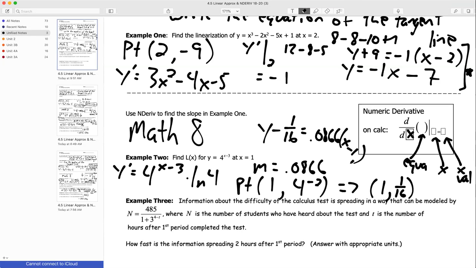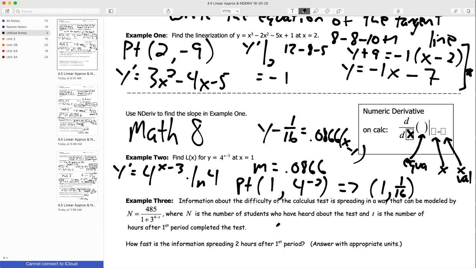I can check it in just a second, right? But that's right. Okay. Questions on that one? Linearization. We're just writing the equation of the line, and if it's a calculator problem, use your calculator to find the slope.